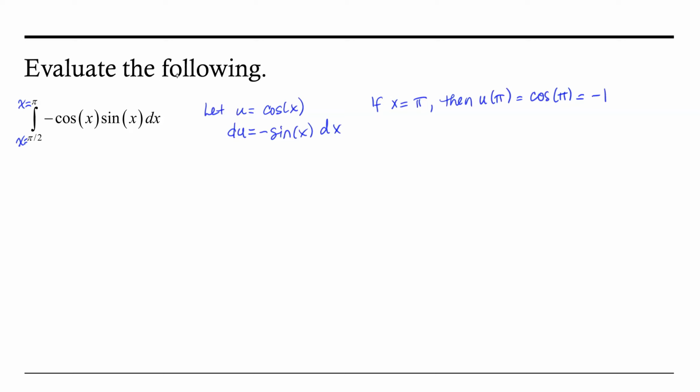So I'm going to replace my upper limit that was pi with negative 1. If my lower limit is x equals pi over 2, then u of pi over 2 is going to be cosine of pi over 2, and cosine of pi over 2 is 0. So as I transform my integral, my lower limit is now going to be 0.